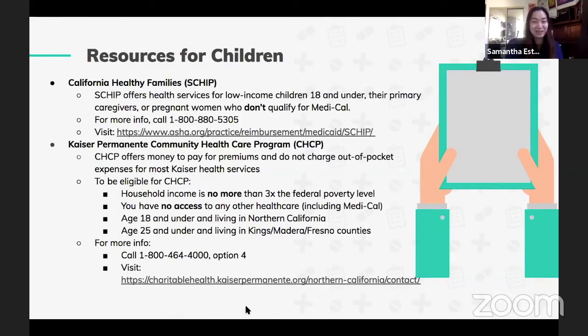And here are just some slides on resources for children. There's something like Medicaid, but specifically for children, called SCHIP. So if you wanted to apply for your child, or if you know someone who wants this, feel free to write down this number or this website. And again, we'll be sharing these slides and these resources afterwards. Another thing is the Kaiser Permanente Community Healthcare Program. If you don't qualify for SCHIP, this is another way to get some assistance in paying for health insurance.